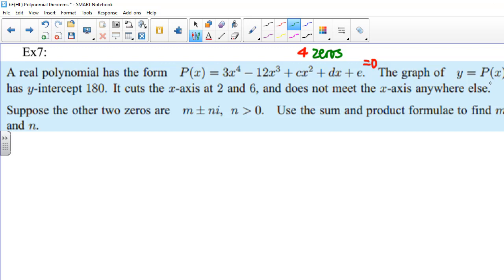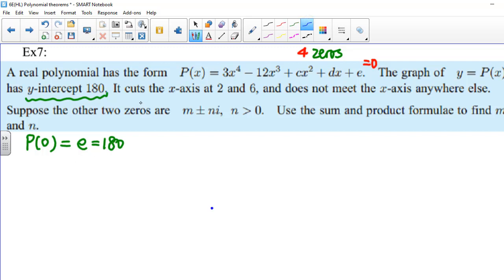The graph of y equals p of x has y-intercept 180. This is the second condition we are given. How can we find the y-intercept? We only need to let x be 0. If x is 0, this is 0 minus 0 plus 0 plus 0 plus e. So in this case, p of 0 is e, and this e is the y-intercept. And y-intercept is 180. This one tells me e value equals 180.